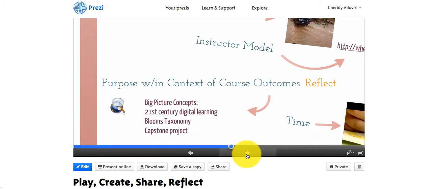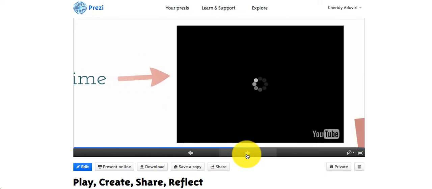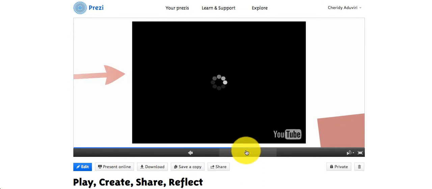Also, as we play, I've discovered that time is really important, and something that I continually work on is trying to give the students enough of it. So I'll see if this works here.